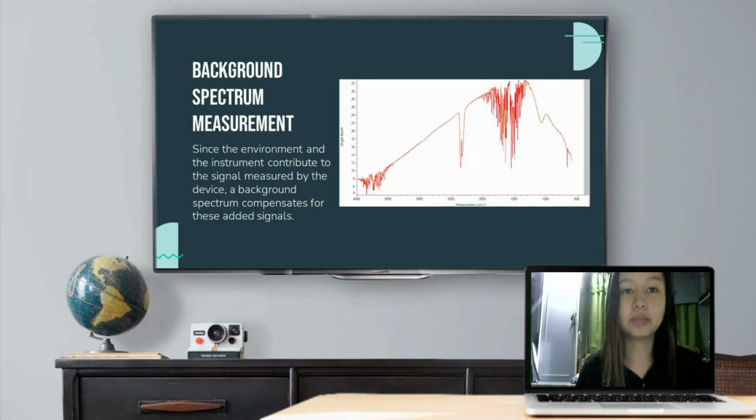The second step in calibration is performing a background scan, because when a sample spectrum is measured, there are other signals from the environment and the instrument itself that are measured along with the signal needed. A background spectrum compensates for this added signal. This spectrum was measured by scanning a blank, which were the disk, the glass plates, or the vacuumed gas cell, depending on the sample. They are measured without the presence of the sample.